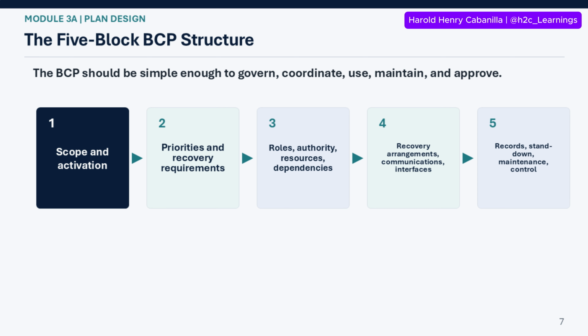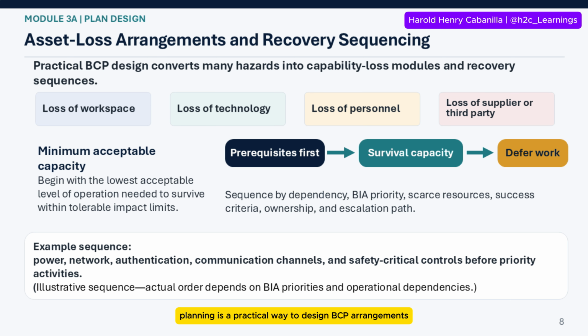Asset loss planning is a practical way to design BCP arrangements without creating an endless hazard catalog. Many different events can lead to the same operational consequence: a fire, access restriction, utility failure, or security issue may all create loss of workspace. A system failure, cyber issue, infrastructure outage, or connectivity problem may create loss of technology. Absence, travel restriction, injury, or unavailability may create loss of personnel. A logistics issue, service failure, contract disruption, or external incident may create loss of a supplier or third party.